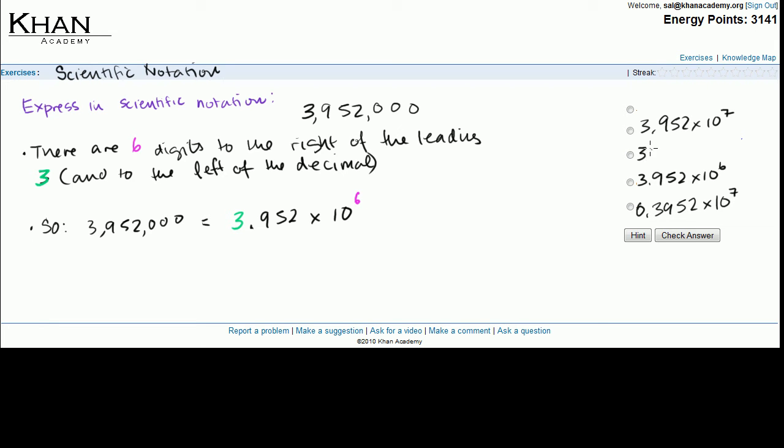You could also do 39.52 times 10 to the 5th. Once again, the same number. It's mathematically correct, but not in scientific notation. And then you could do something like 3.952 times 10 to the negative 6, just to confuse them. And we could add many, many more types of choices that might randomly be put in here. So that's the situation where the number is greater than 1.